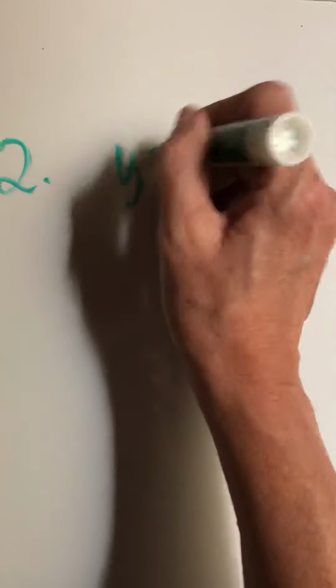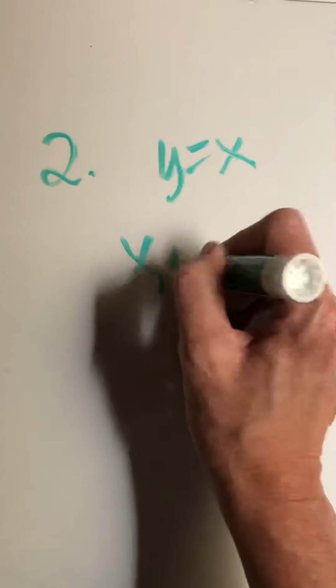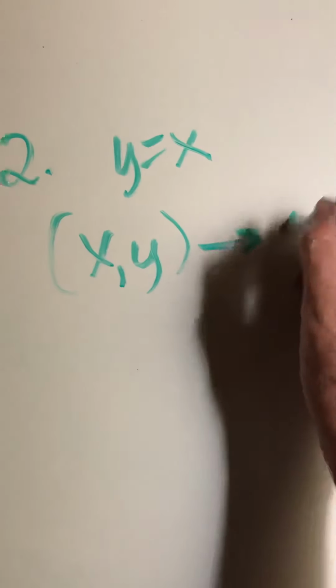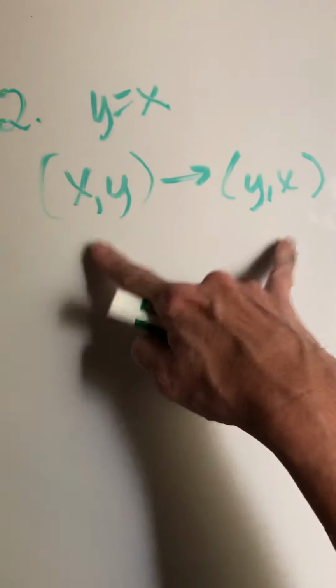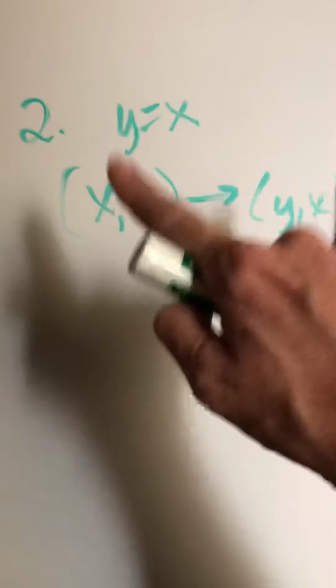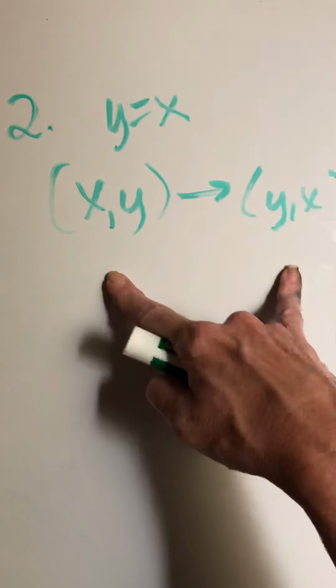Remember, don't graph. Oh, on number 2, when it says you're going over the y equals x line, that means you take your ordered pairs and you just flip the x and the y. So don't graph. Do not graph.